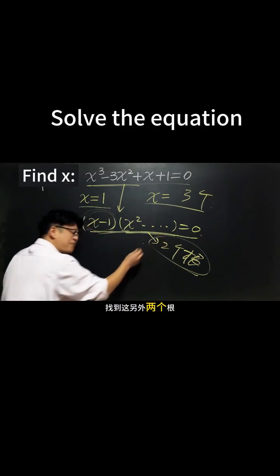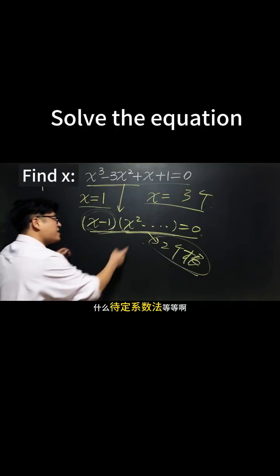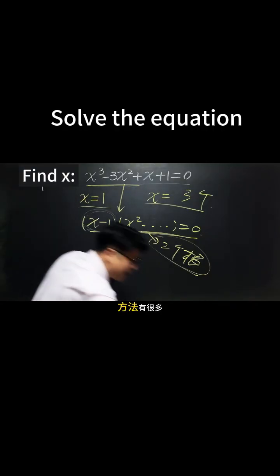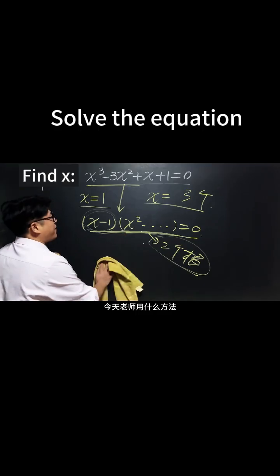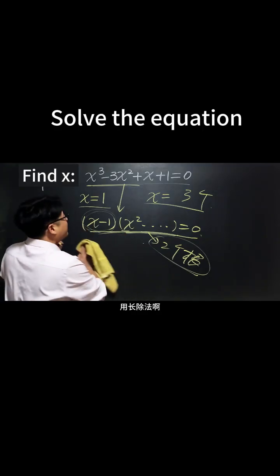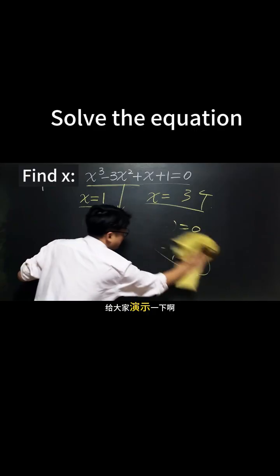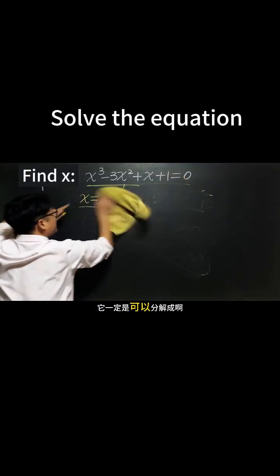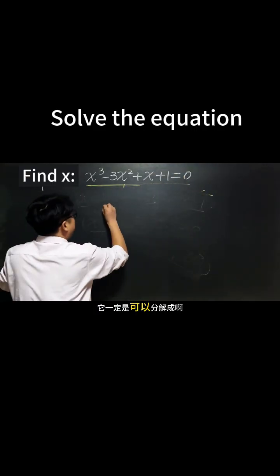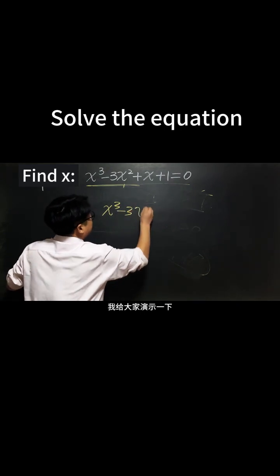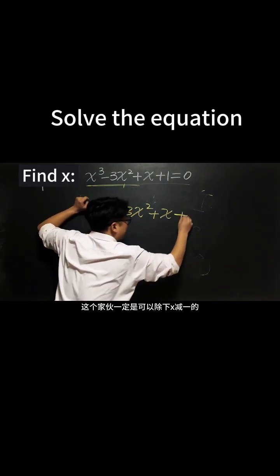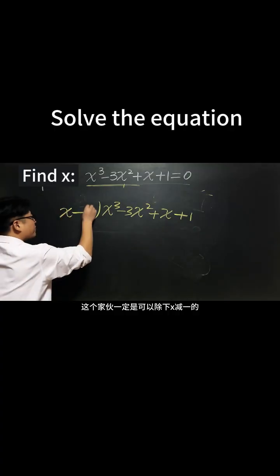There are many ways to find these 2 roots, such as the method of undetermined coefficients and so on. There are many methods. Today, the teacher will use long division. How do we do long division? Let me demonstrate it for you. That is to say, this expression can definitely be factored. Let me show you and you'll understand. This thing can definitely be divided by x minus 1.